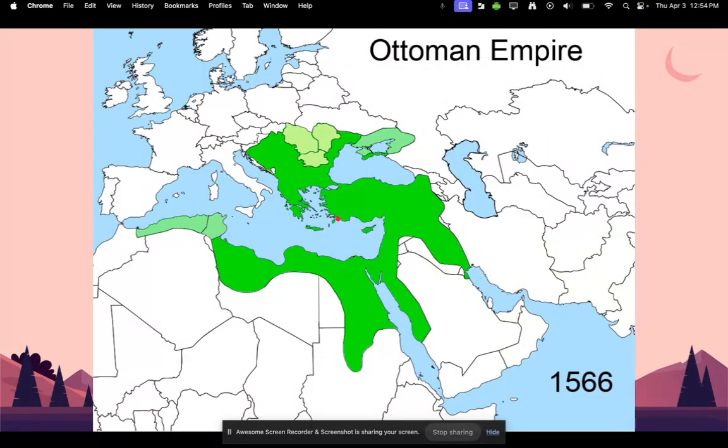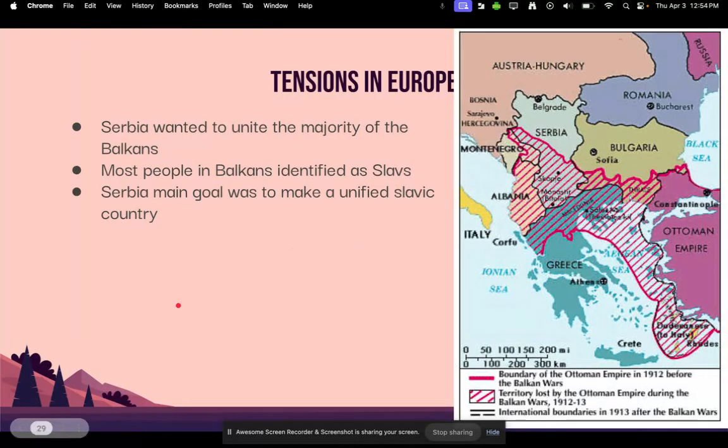So here's a map of the Ottoman Empire at its height. So this is in 1566. So you can see that it has a big chunk of Europe going down here into Turkey, parts of the Middle East, as well as parts of Egypt and other parts of North Africa as well.